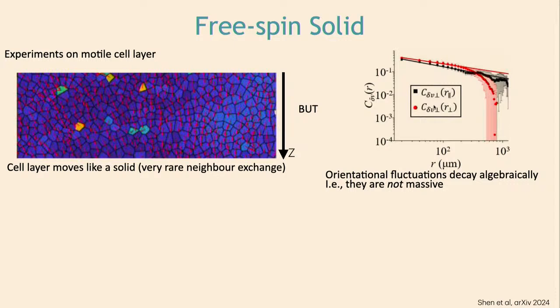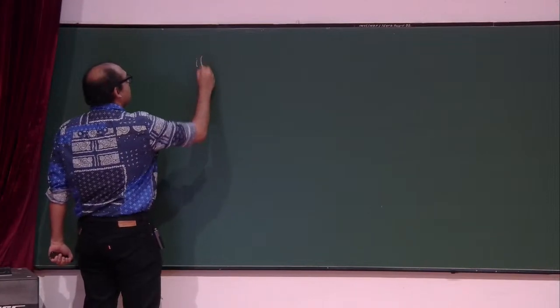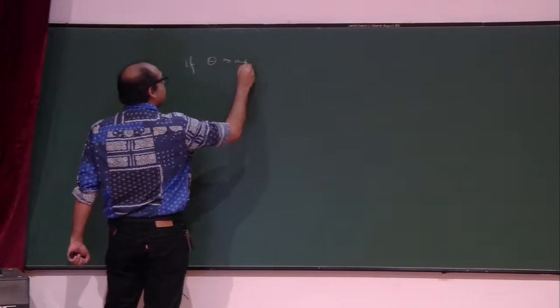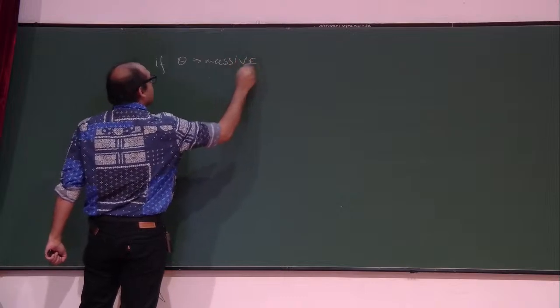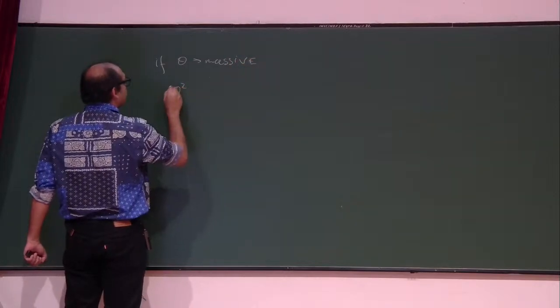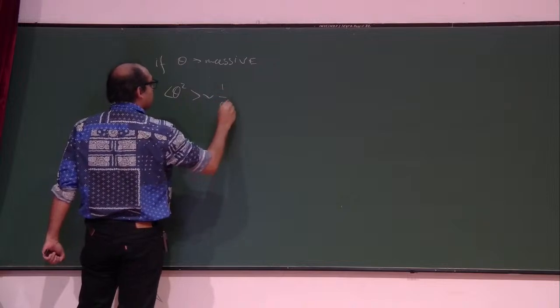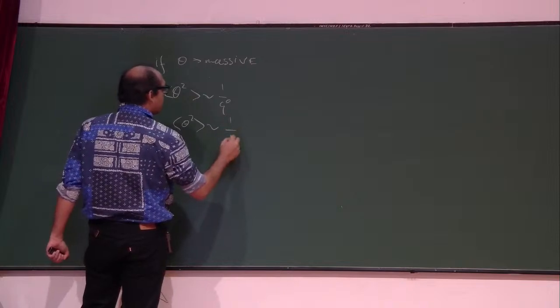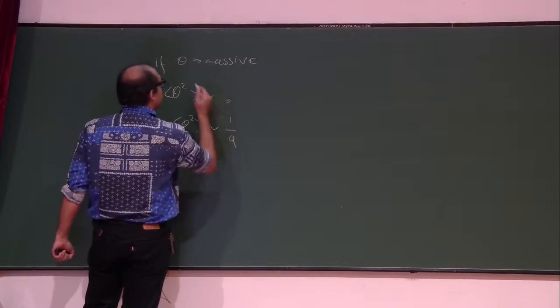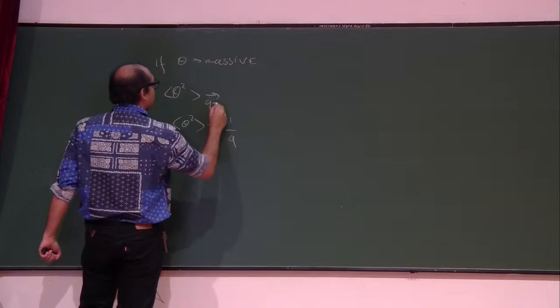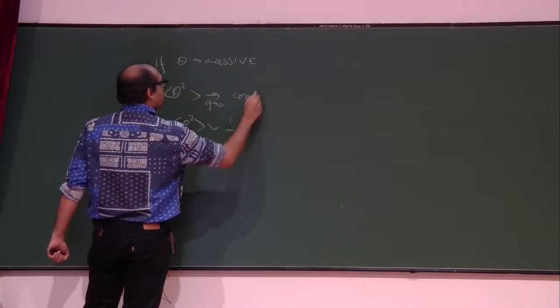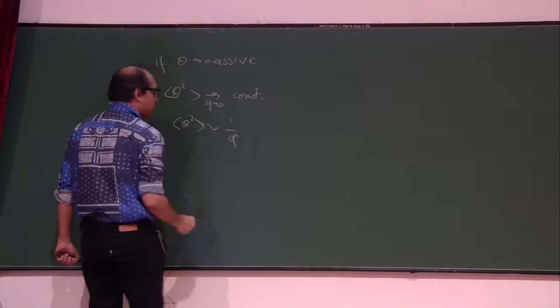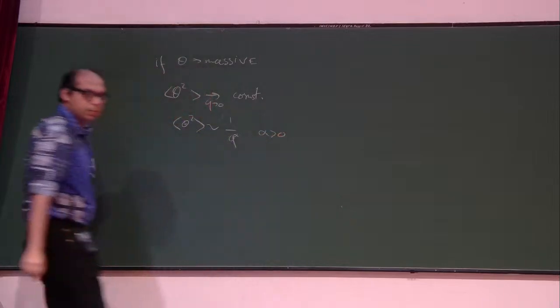So let me actually say something more. So if theta was massive, then it would scale as 1 over q to the power 0, it goes to a constant. Otherwise it goes as 1 over q to the power alpha.